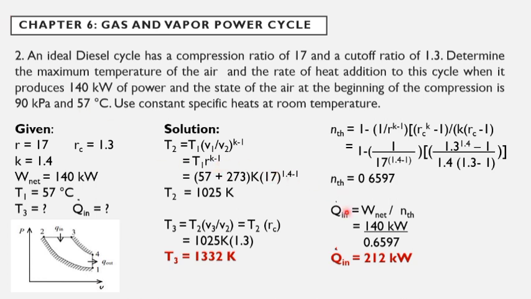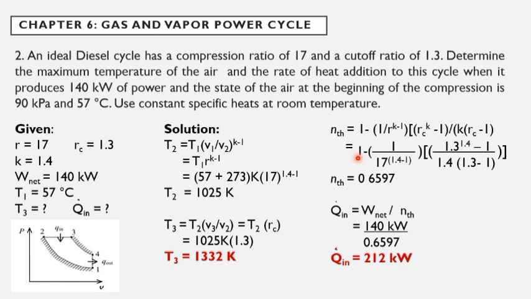We will solve first the thermal efficiency before solving the rate of heat addition, since the formula of the rate of heat addition is W net over the thermal efficiency. So thermal efficiency is equal to 1 minus the quantity of 1 over the compression ratio raised to the power of k minus 1 times the quantity of the cut-off ratio raised to the power of k minus 1 all over k times the quantity of the cut-off ratio minus 1.